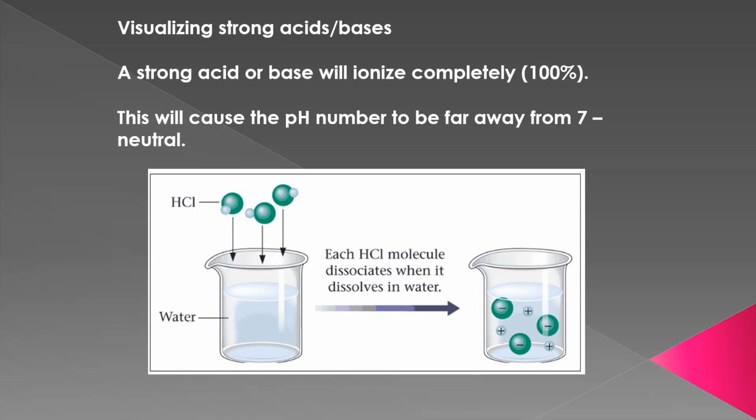What this is going to do is cause the pH numbers to be far from 7. And I know we have not talked about pH in depth yet. That is actually next time's topic. But I'm going to start introducing pH today. So something for you to start getting used to is the idea that we will find our strong acids and our strong bases far from 7 on the pH scale.